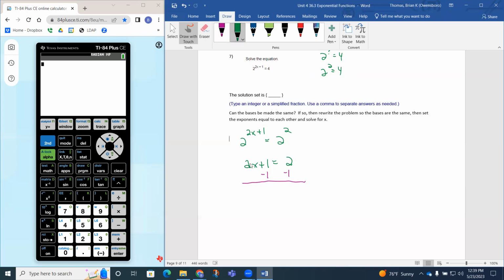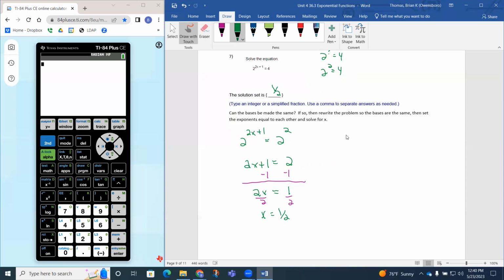So this gives me 2x comes down. 1 and a negative 1 are a 0 pair, so they drop out. And 2 lose 1 is 1. So then I have to get rid of the coefficient of 2. Since this is multiplication, we can divide both sides by 2. In doing so, the 2's divide out, so the coefficient of x becomes a 1, or we just call that x equals then. And 1 divided by 2 is a fraction, so we just leave it as 1/2. It does say type an integer or a simplified fraction, so they don't want decimals here. So our solution set becomes then this 1/2.